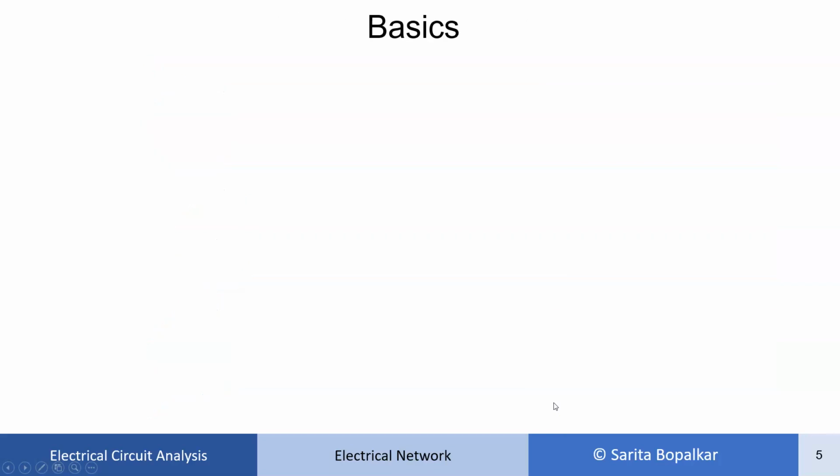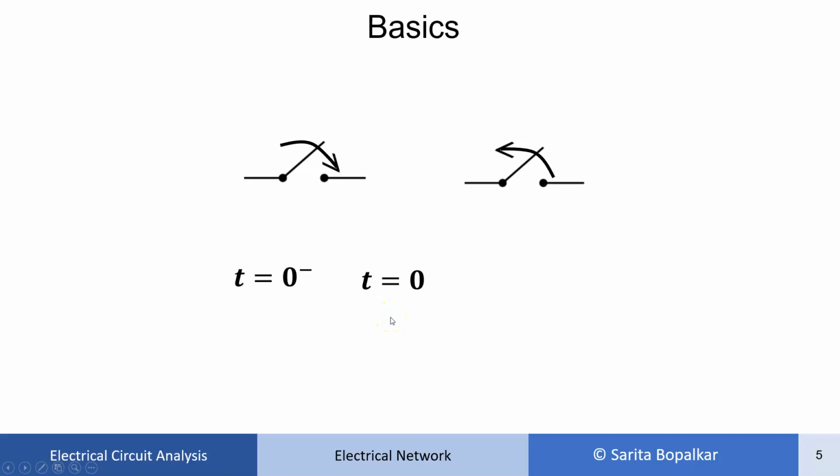Now some basics we need to remember. This is the switch. When the arrow is like this, it indicates that at t equal to 0 we are closing the switch. And when the arrow is like this, it indicates that at t equal to 0 we are opening the switch. So for all transient analysis examples, you need to draw three equivalent circuits: at t equal to 0 minus, t equal to 0, and t equal to 0 plus. These three equivalent circuits you need to draw and then start your analysis.